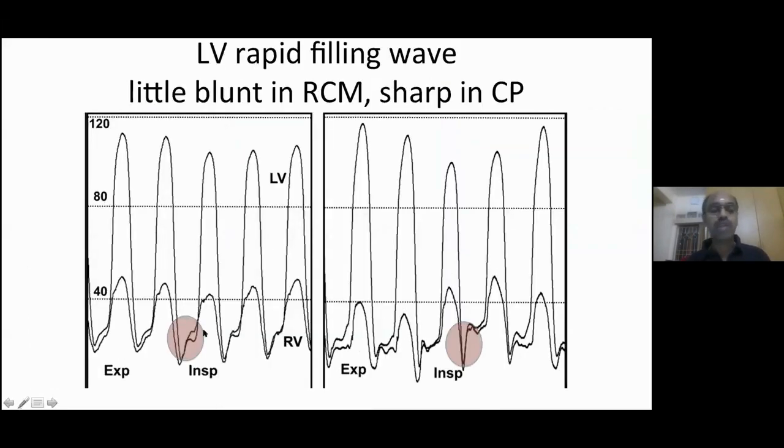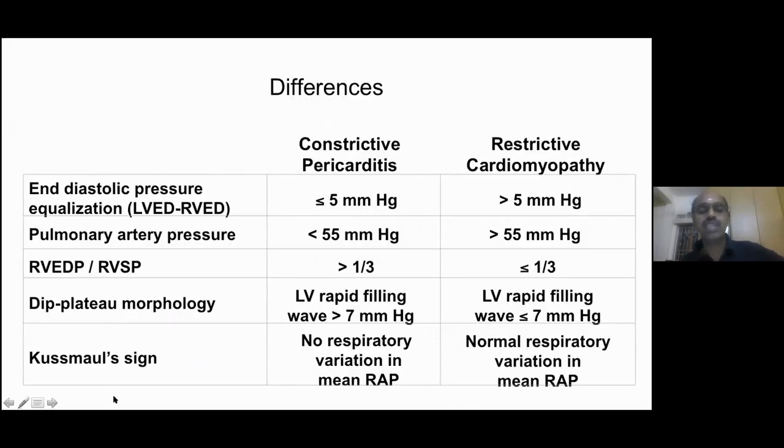Last point about the rapid filling wave. The rapid filling wave is the early diastolic dip. The dip in diastole is powerfully present in both the restrictive physiologies, much sharper in constrictive pericarditis and less sharp in restrictive cardiomyopathy. So a rapid filling wave of more than 7 millimeters of mercury, a much sharper rapid filling wave, is a feature of constrictive pericarditis, and the rapid filling wave is not so sharp in restrictive cardiomyopathy. So this is the same summary.